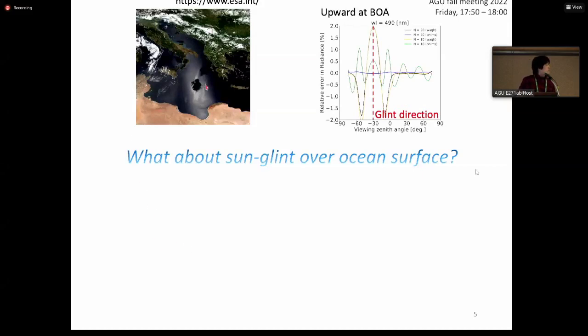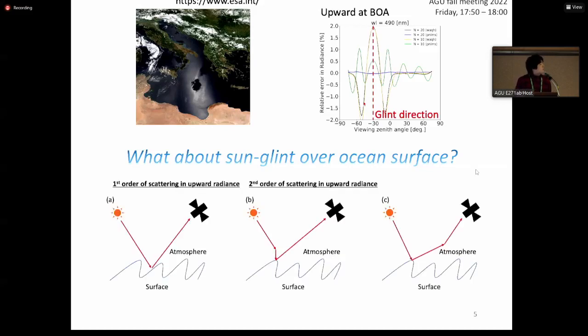But one question is, what about the sunglint over ocean? Like these white regions. Even with the aerosol part taken into account, this still has errors in the sunglint regions. It is this red point. Because the sunglint has a strong peak, in this study we try to take into account this sunglint effect, the second order of the sunglint effect.